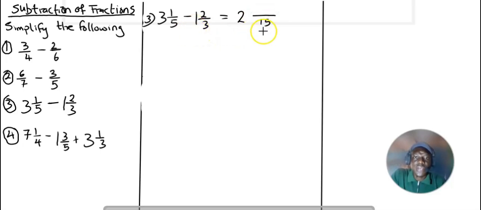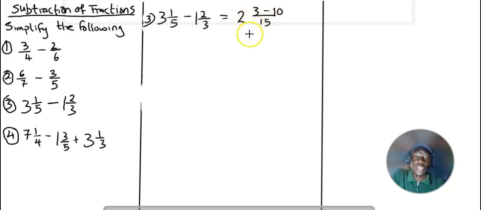Now 15. 5 in 15 will give us 3. Right? So 3 times 1 will give us 3. 3 minus 3 in 15, that's 15 divided by 3. Sorry, it will give us 3 in 15 will give us 5. 5 times 2 will give us 10. We have 10. 3 minus 10 cannot go, right? You have a negative sign.